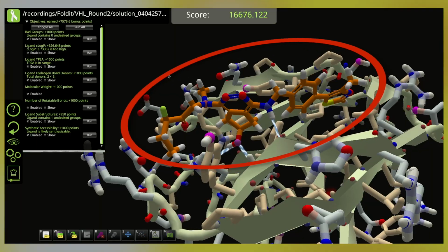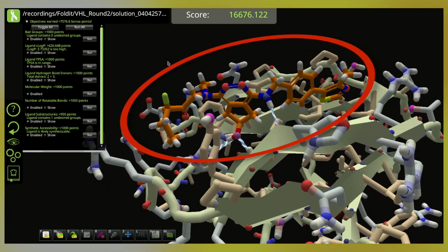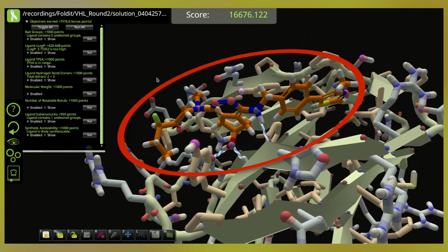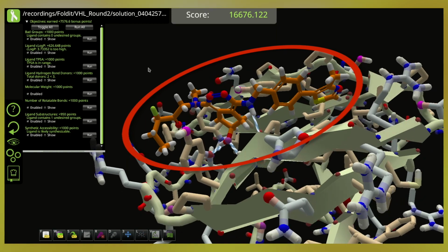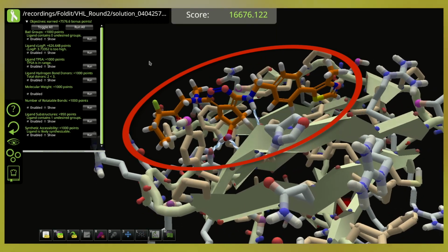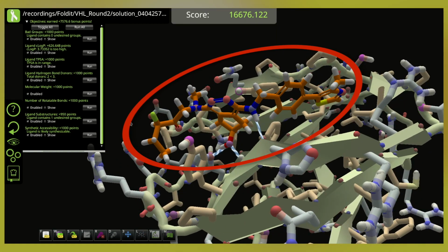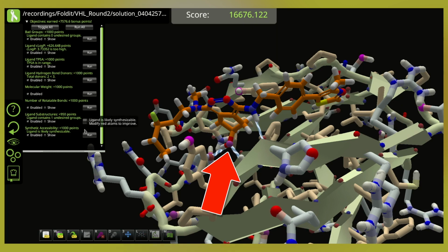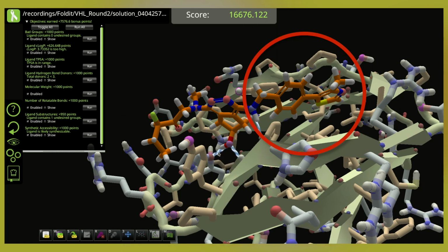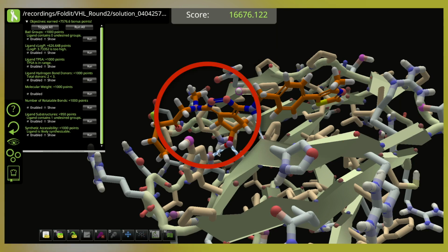This design is by an anonymous user from puzzle 2068, VHL ligand design round 2. The goal of round 2 is to change the central hydroxyproline of the ligand. This anonymous user didn't change very much about this eastern end, this biaryl group. Instead, they concentrated mainly on this central region, which is one of the reasons we like this molecule.